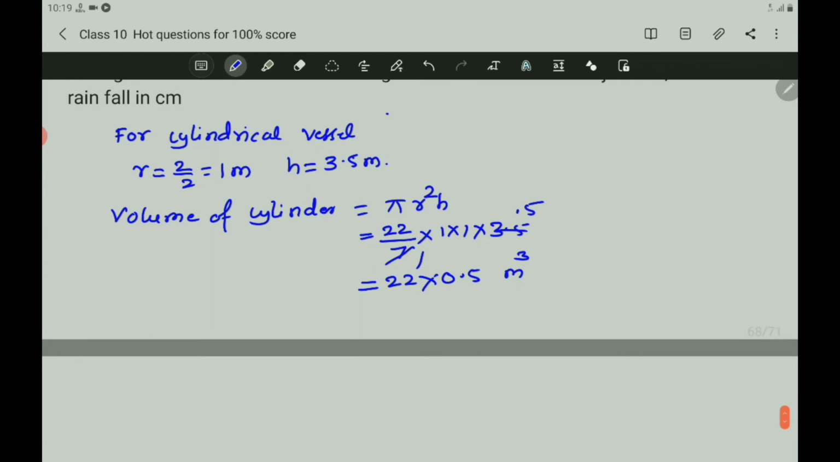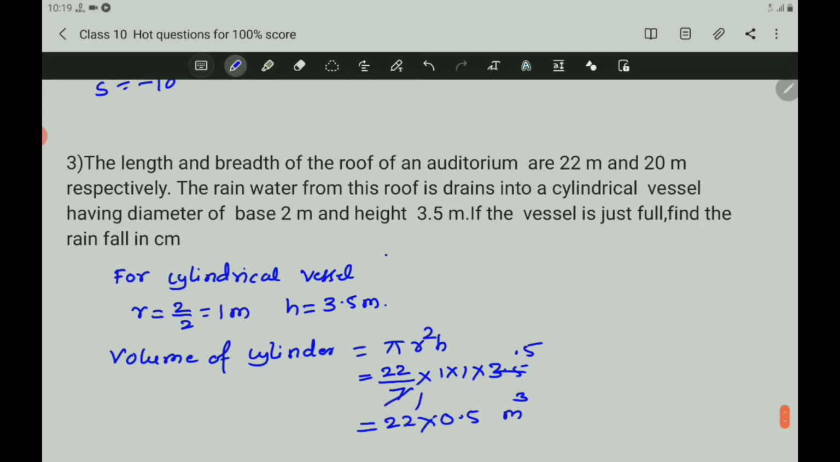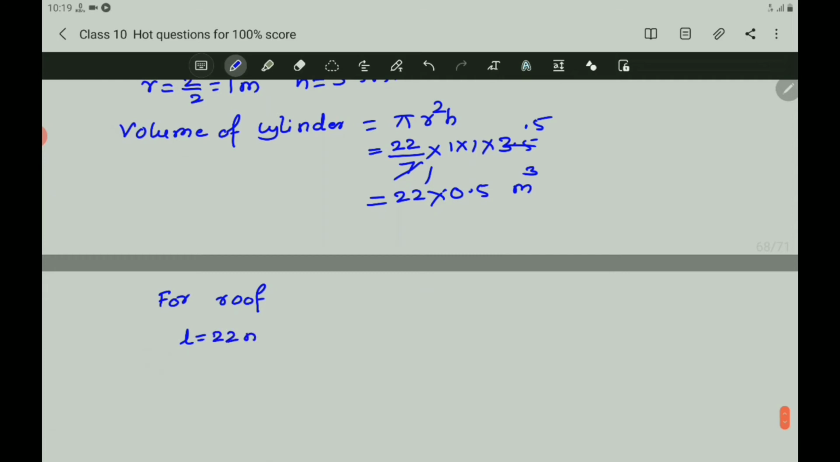Now next you take the roof. What is given? L equals what? That is 22 meter, and B equals 20 meter. L equals 22 meter and B equals 20 meter, and also here volume is this one. What you have to find out? H equals question mark, and volume is the volume of the cylinder. Volume is 22 into 0.5 meter cube. So we have to find H equals question mark.